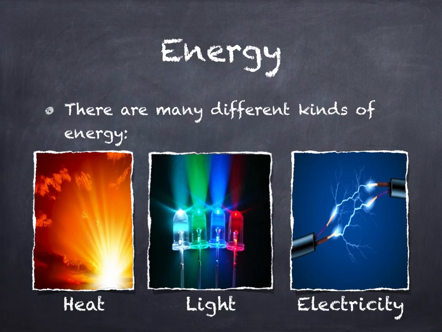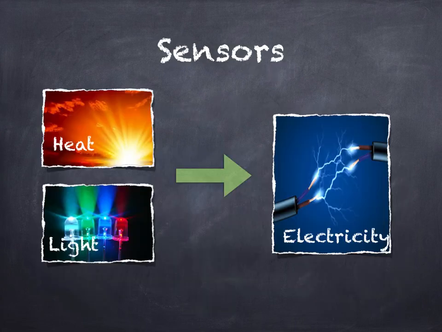Now there are two kinds of transfer. The first kind are called sensors. What sensors do is transfer energies that are non-electric into electricity, including from heat energy to electricity, and from light energy to electricity. An example of this could be a light detector. What a light sensor does is detect the light around it and transfer that energy into electricity.